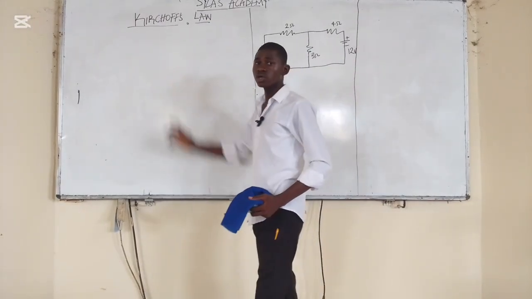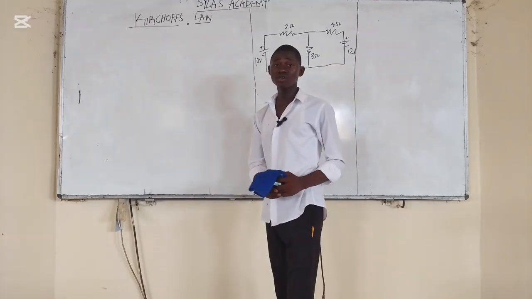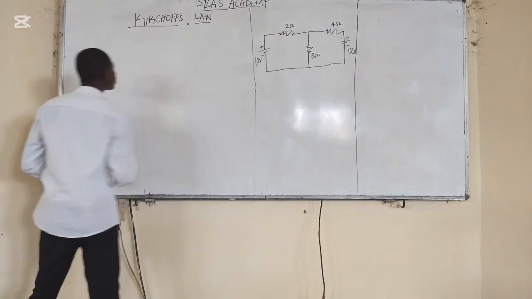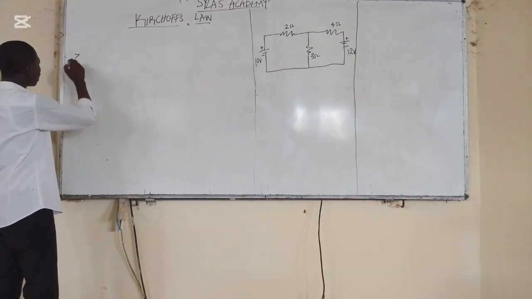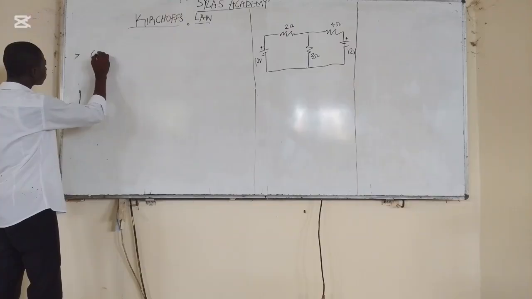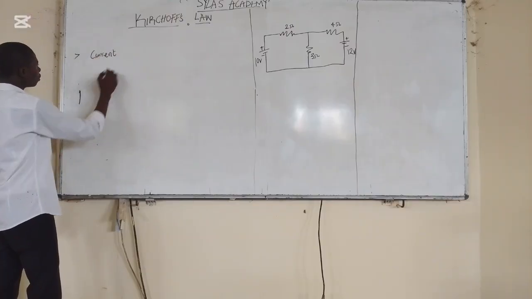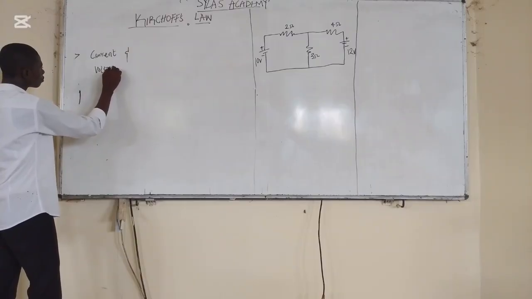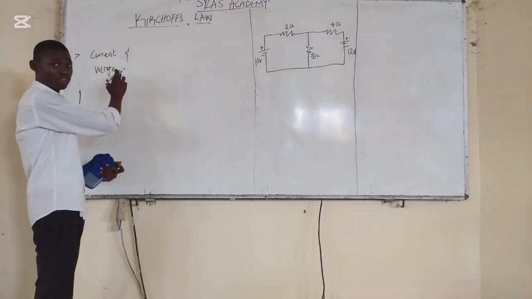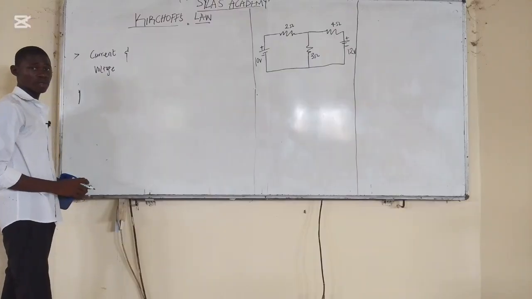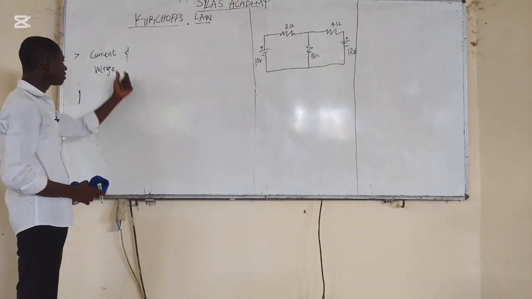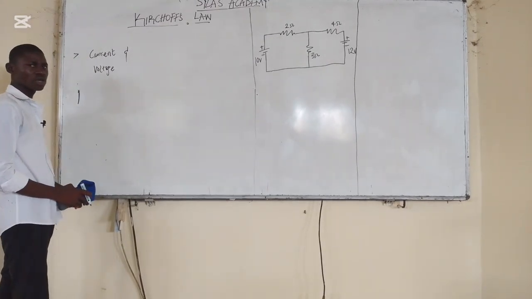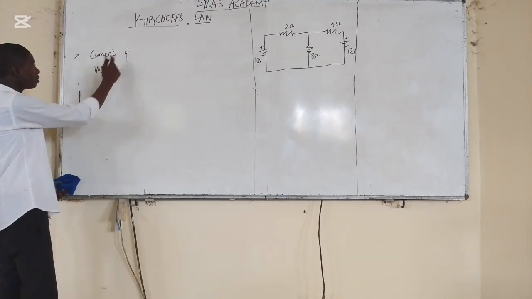Now, Kirchhoff's law gave birth to two sons, which are the current and the voltage. Kirchhoff has two divisions, which are the current and the voltage. Each of these has its own law. Are you following now? Kirchhoff gave birth to this one, and this one has its own law, and this one too has its own law. Now, what does this law state?